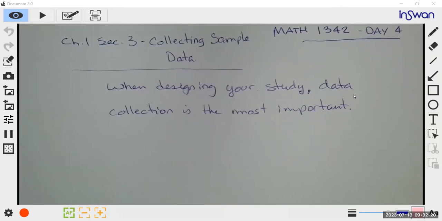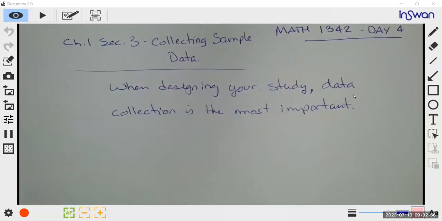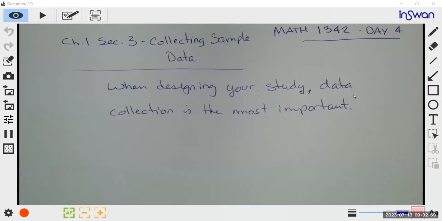Why do you think it's so important? Yeah, if you get the wrong type of data, it could nullify your entire study. All the work you've done is just gone for nothing. In other words, if you're doing a quantitative study where you need to collect numbers, and all you do is observe, that's not going to give you what you need. It all depends on what you're studying. When you're planning your study, you have to see exactly what you want to do and how you want to do it, without interfering with the people that you're studying.